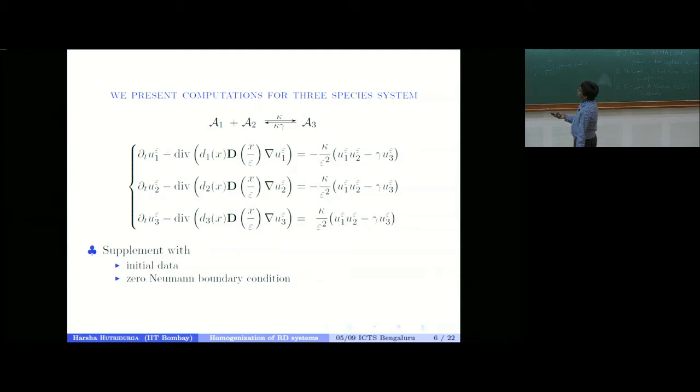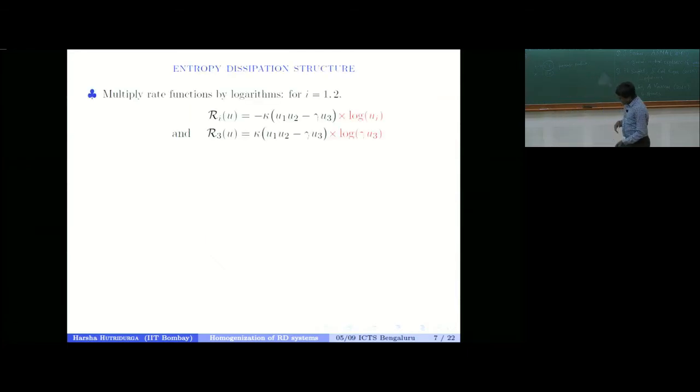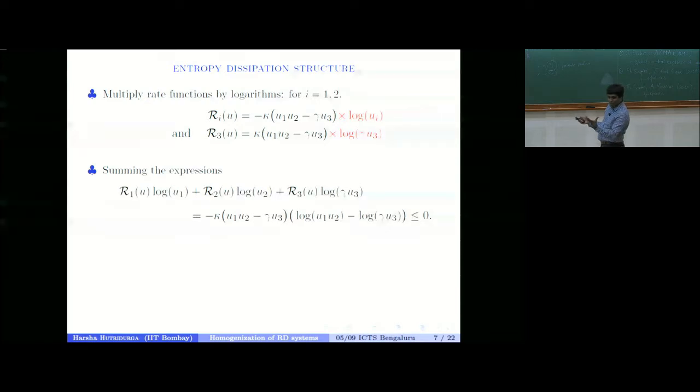So there are 3 equations in this system. There is a 0 Neumann boundary condition, that is, 0 flux, and initial data. Initial data doesn't depend on epsilon. Let me make one remark about these reaction rates. From now onwards, just think of the 3-species model. So this is the reaction rate. I multiply the reaction rate by the logarithm of that concentration, and the third one by the logarithm of gamma times its concentration, and I sum those products. You see, you get this. Because of the monotonicity property of the logarithm, you get a sign for this.